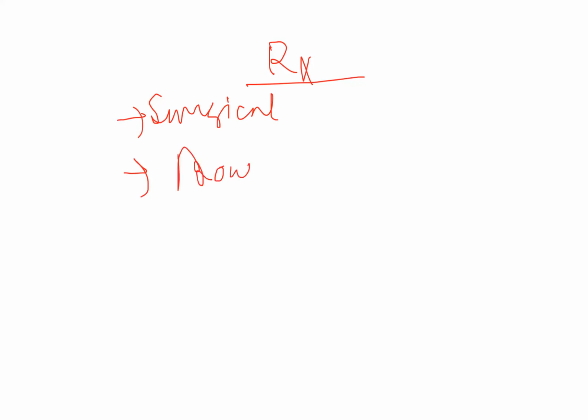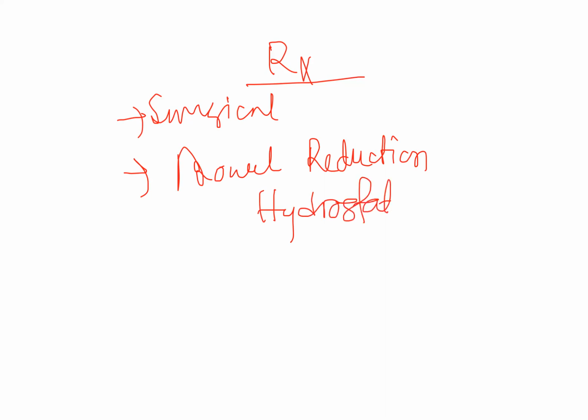So I just said about treatment. That means you have to do a surgical consultation, along with bowel reduction. That means you have to reduce the portion which is invaginated into another portion. How can you do this? You can do it by hydrostatic reduction or pneumatic reduction. Nowadays, pneumatic reduction is not used. Hydrostatic reduction is a good option, but there is a chance of perforation.